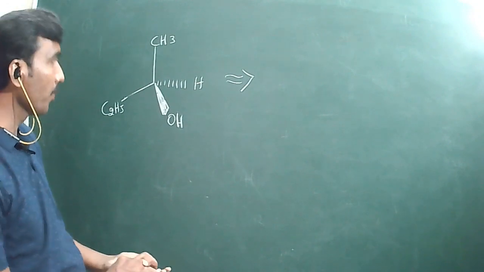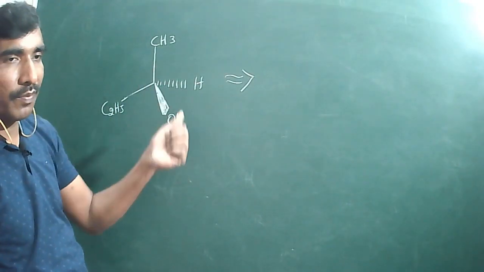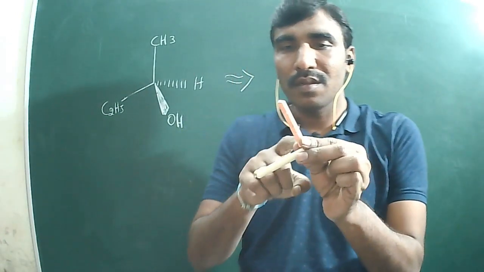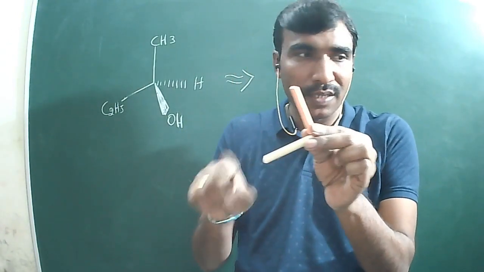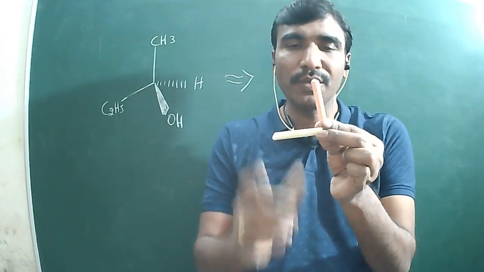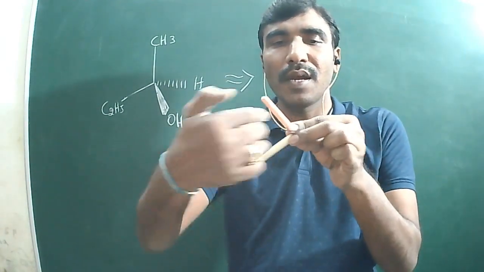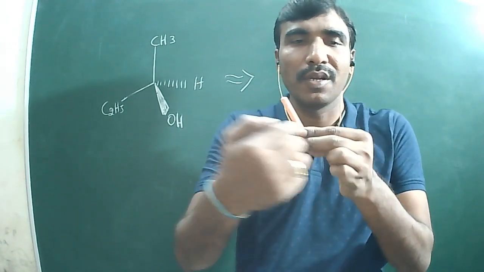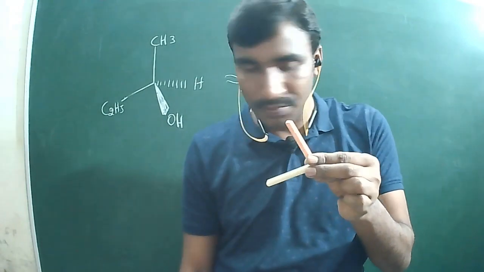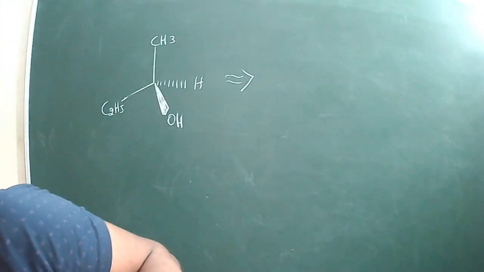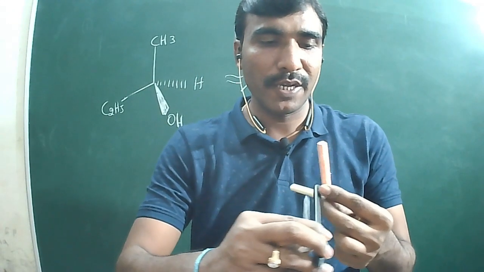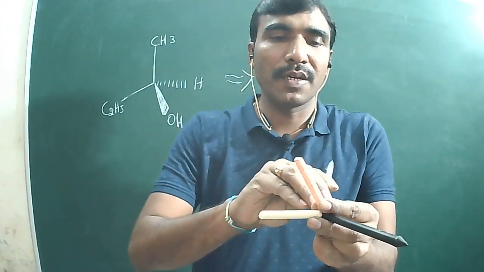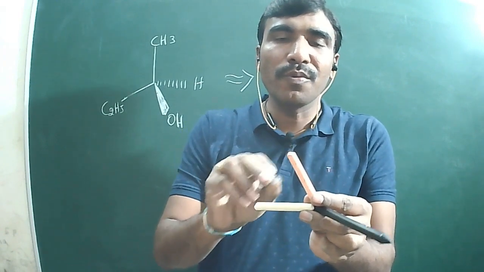Tell me. So whenever you take the wedge dash formula, there are two bonds which lie on the plane. These are the two bonds. One is methyl, one is ethyl, lying on the plane. Understood? And one bond, one H is away from you, on my side. One OH is nearer to you. OH is nearer to you. This black pen is OH, right? And this one is H. So these two bonds are lying on the plane or not?